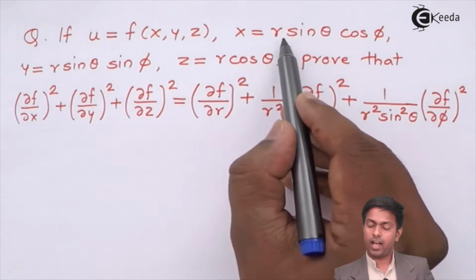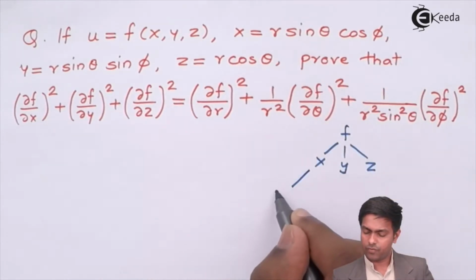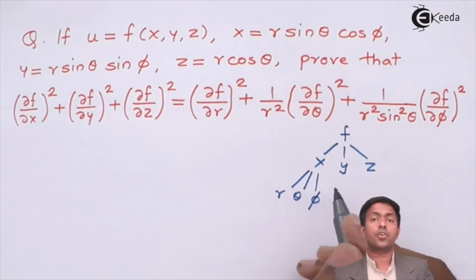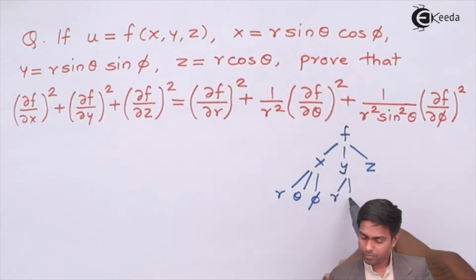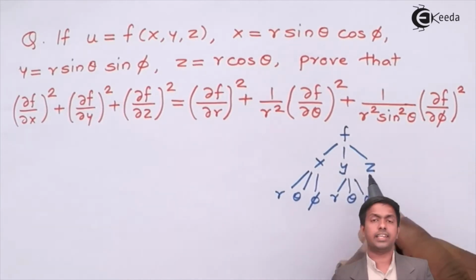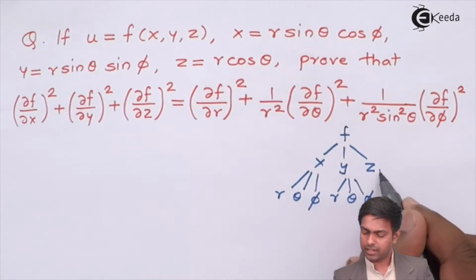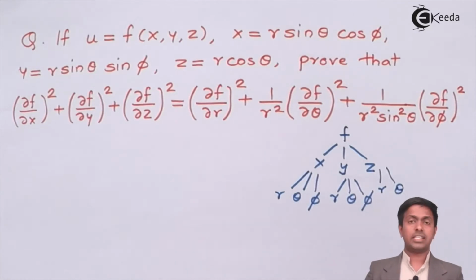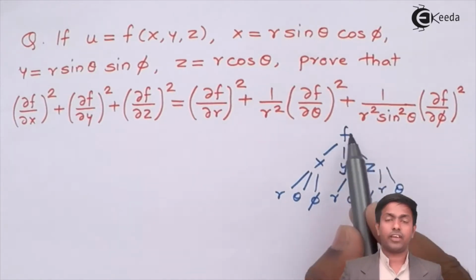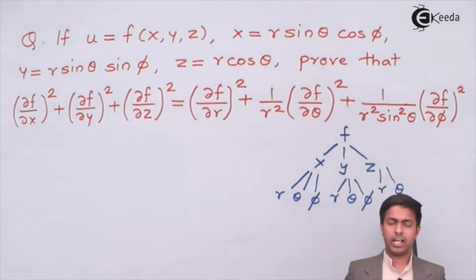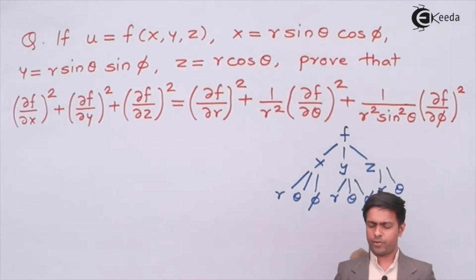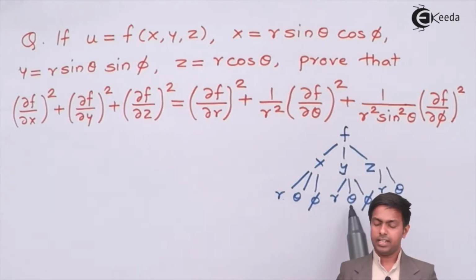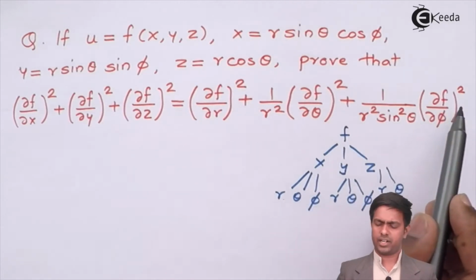Next, x is a function of r, theta and phi. Similarly, y is a function of r, theta, phi, and z is a function of r and theta. Now, based on this tree diagram, you can see that f is a dependent variable, whereas r, theta, phi are the independent variables. So we'll start from the side which has the relationship between f and r, theta, phi, and that is my RHS. So I'm going to start with the RHS.